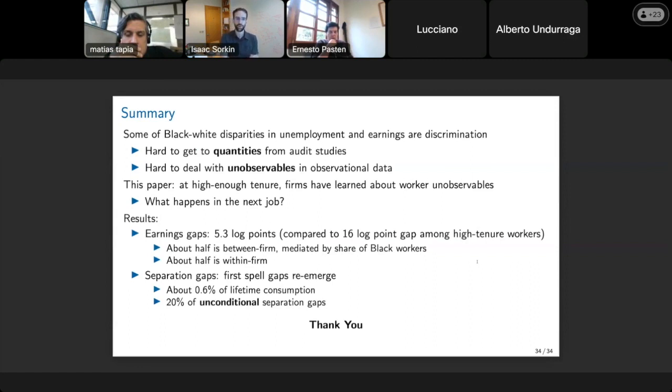So the idea of this paper is that at high enough tenure, firms have learned about worker unobservables, and then I suppose that workers lose their job from the same firm in the same quarter, and ask what happens to the next job. The idea is that the gaps you see are among equally productive workers. The basic finding is that there are meaningful gaps, about a third of the unconditional gaps. About half of this is between firm, about half of this is within firm.